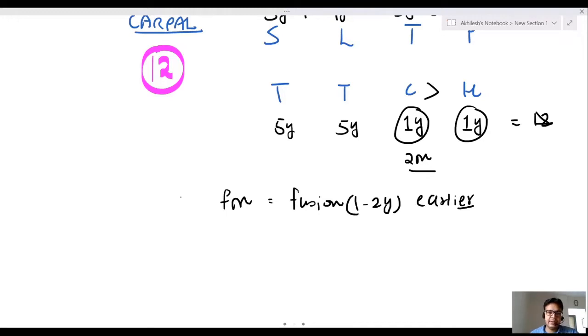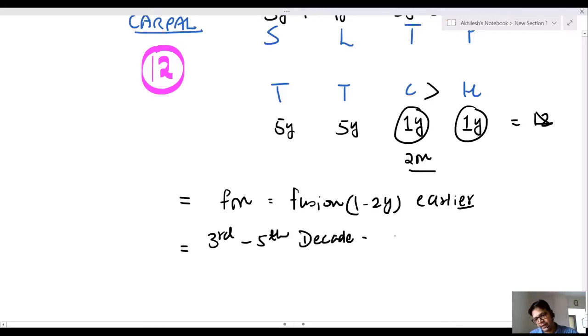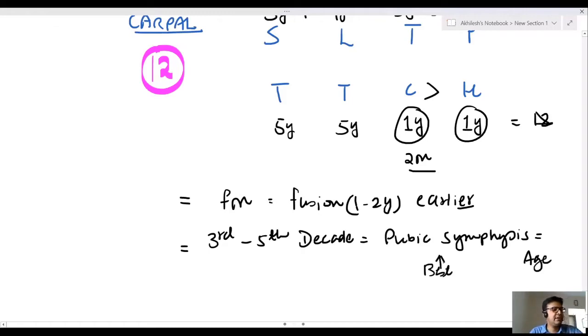Doctor Sahab, between 3rd to 5th decade, best bone for age estimation is pubic symphysis. Best bone for age estimation is pubic symphysis, between 3rd to 5th decade.